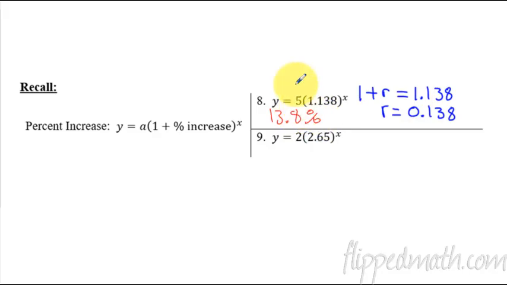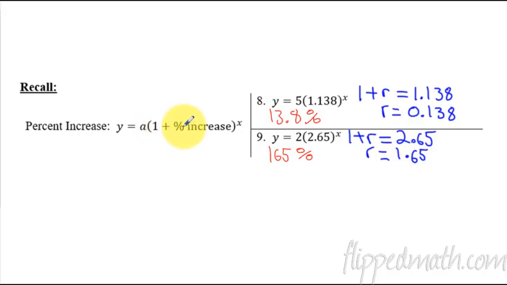13.8% increase. And then the same thing here. If 1 plus my growth rate is equal to 2.65, then if I solve for r and subtract 1 from both sides, I would get 1.65. Move the decimal 2 places over, and there's your percent increase. It'll end up being a 165% increase.